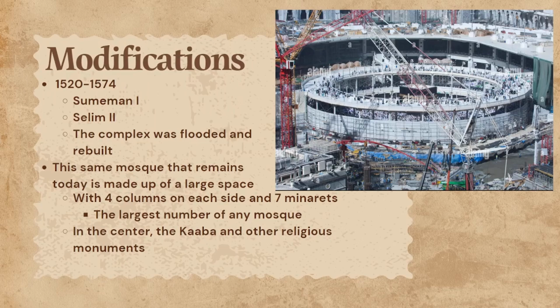In 1631, the Kaaba and the surrounding mosque were entirely rebuilt after floods had demolished them in the previous year. This mosque, which is what exists today, is comprised of a large open space with columns on 4 sides and with 7 minarets, the largest number of any mosque in the world today. At the center of this large plaza sits the Kaaba, as well as many other holy buildings and monuments.